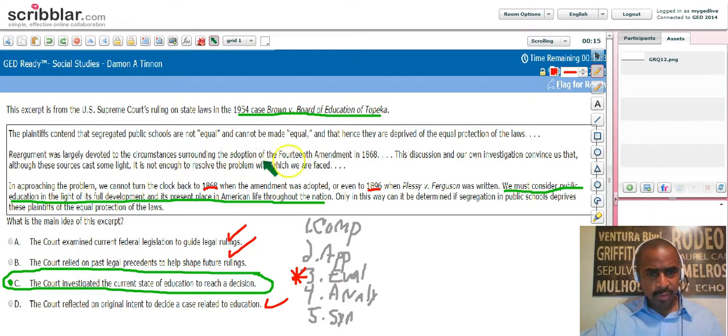They were talking about the 14th Amendment. We can't turn the clock back there. So the main idea of this excerpt is that the court investigated the current state of education to reach its decision. How did it reach its decision? With the current state of affairs. Again, this is Damon Tennant with the Get Your GED Now Test Preparation Series.